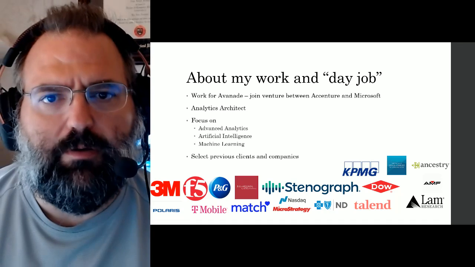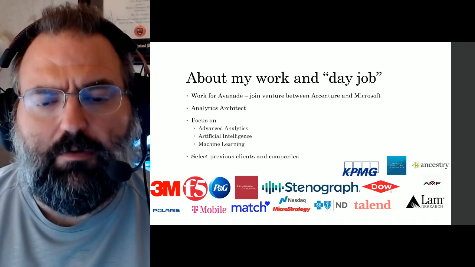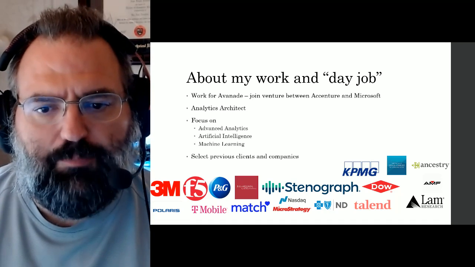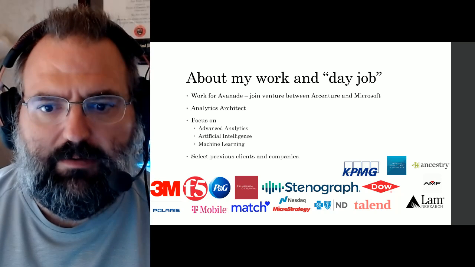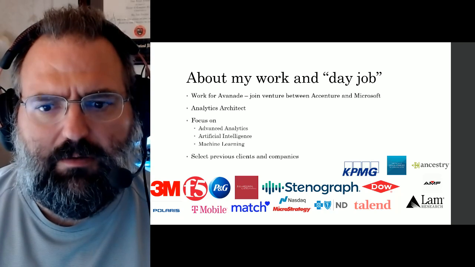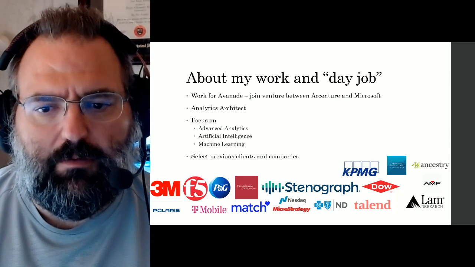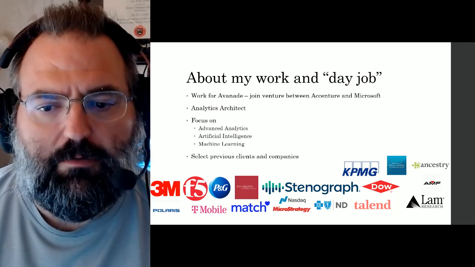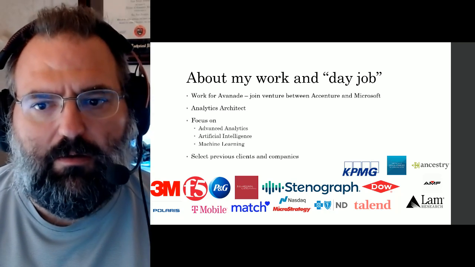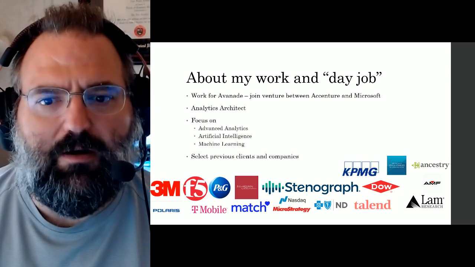It's a joint venture between Microsoft and Accenture, focused on enterprise customers. In particular, I do things in advanced analytics, and pretty much anything that has to do with machine learning, artificial intelligence, I may have a hand in. There's some of the icons of the companies I've worked for over the years. As you can see, I have trouble keeping a job.